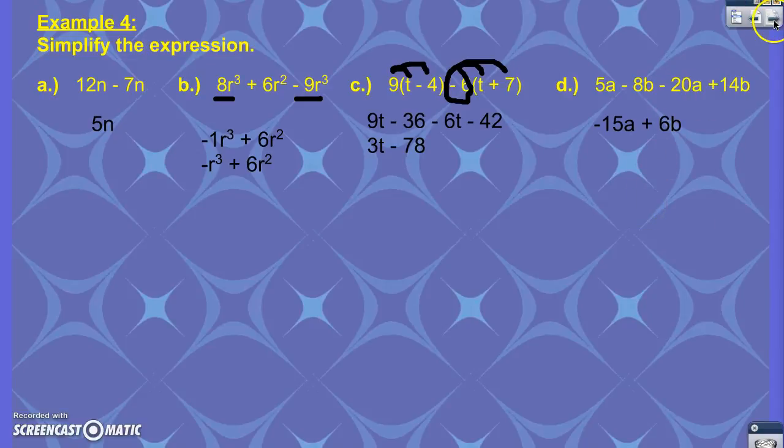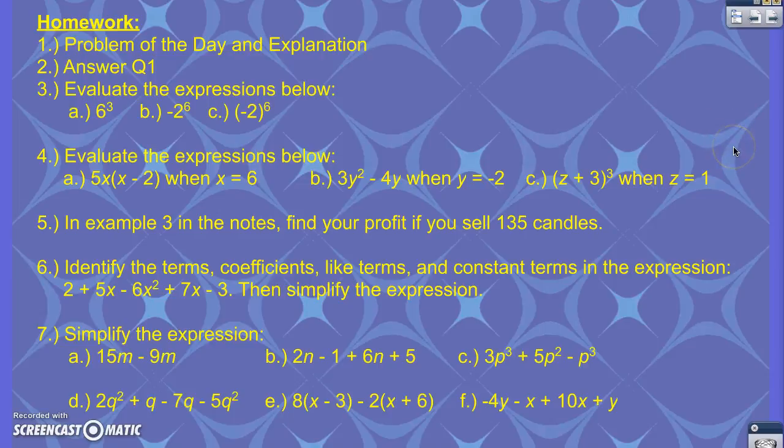All right, so we're off to the last slide. Here's your homework. Number 1, problem of the day and explanation. You could fill it in the notes as you go or in the back. 2, answer Q1. And then 3, evaluate the expressions below. Here we're just dealing with exponents in 3. 4, we're plugging in a number. 5, I'm asking you to change it with the candles. 6, I'm asking you to identify and simplify. And 7, simplify. All right? So make sure you solve these. It will be your homework tonight for tomorrow. And that's the end of lesson 1.2.